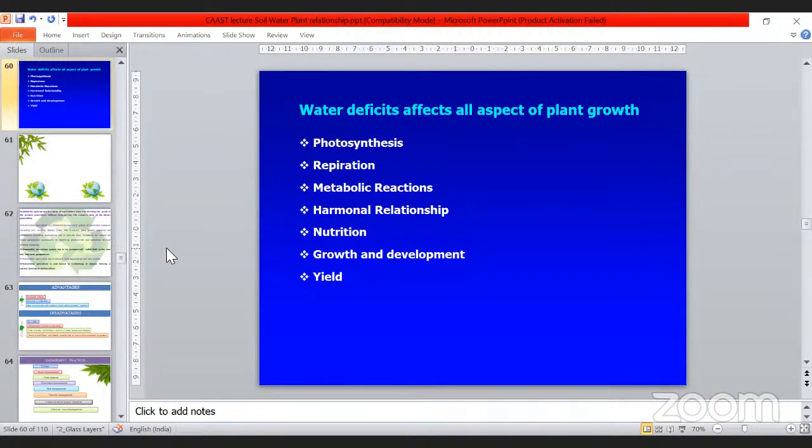Then the hormonal relationship: if the plant is under stress, a signal is sent from the roots to the leaf surfaces to reduce transpiration, through calcium signaling or some signaling process. It is just like our nervous system; the plant has its own nervous system. Likewise, nutrition is affected, because nutrients cannot be transferred from one part to another. So ultimately it affects growth and development, and lastly it can reduce the yield of the crop. All of this can happen because of soil, water, plant, and their relationships.